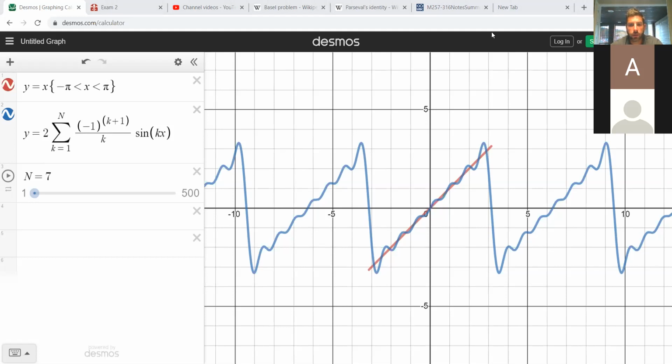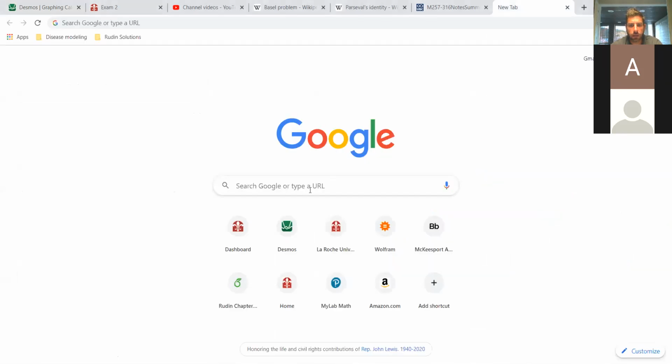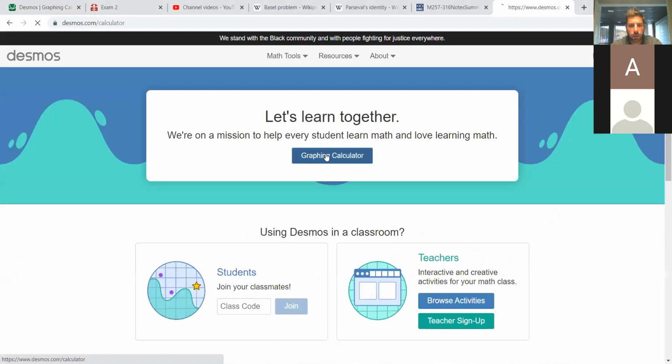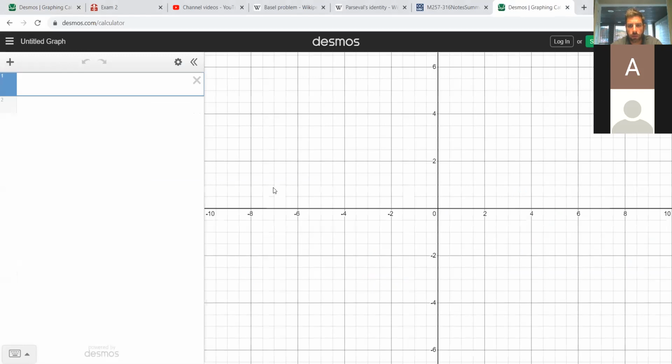Here's another way. Are you guys looking at a new Desmos page right now, or do you still see the old one? You probably still see the old one. No, you still, here you go.